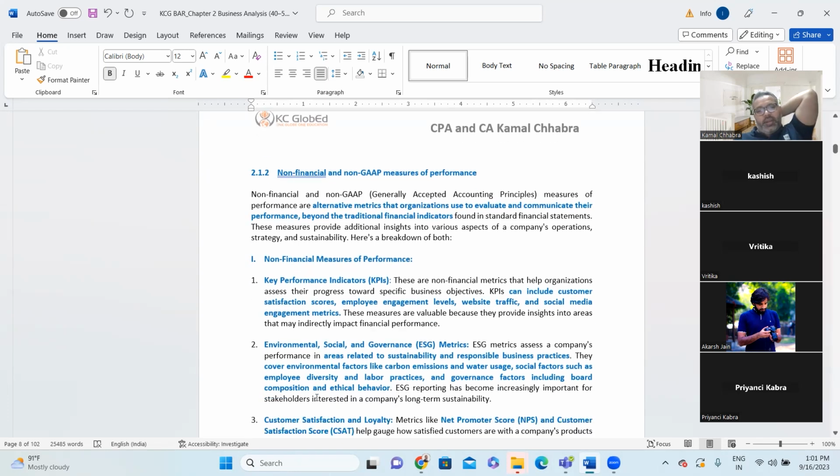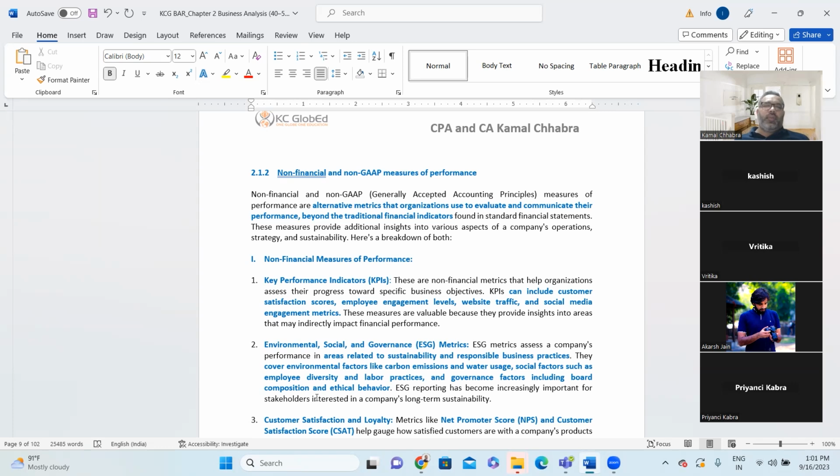Right? So non-financial means not forming part of financial statements, or not financial data, I would say. These can be considered in the MD&A, but they are not part of the core financial statements. Second is non-GAAP. So these are two different terms. One is non-financial. The second is non-GAAP measure of performance.